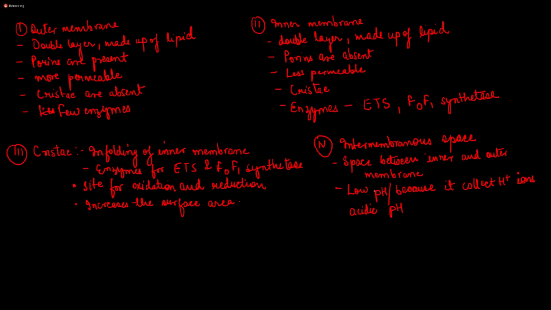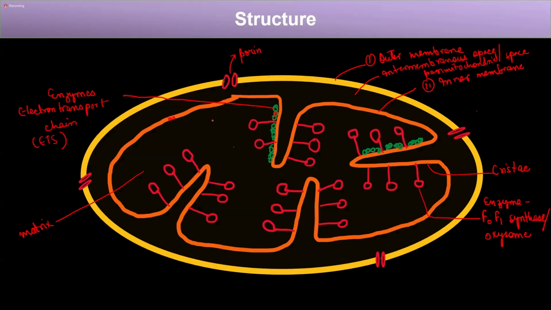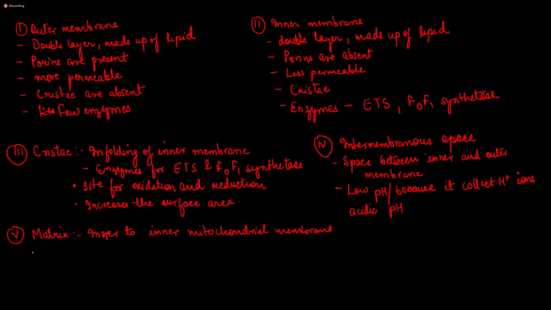Now the fifth component of the mitochondria is the matrix. Where is the matrix present? It is present inner to the inner mitochondrial membrane, right here. This part is the matrix, and it is present inner to the inner mitochondrial membrane.